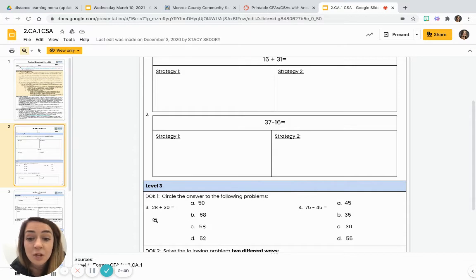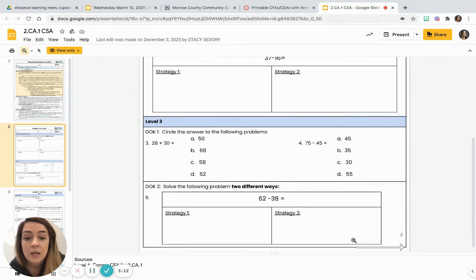Then after you solve that, you're going to go over to this one. And same thing. I see this says 75 minus 45. So you're going to choose one of our 3 subtraction strategies, solve it, and then circle the right answer. If you don't get one of the answers that's listed here, that means that something's gone wrong and you should try it again or maybe choose a different strategy to solve it. All right, so you'll circle either 45, 35, 30, or 55.